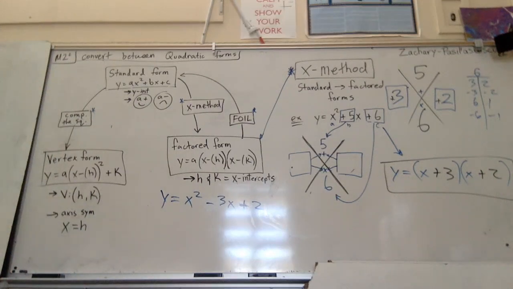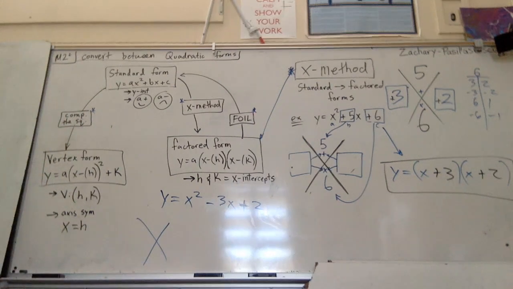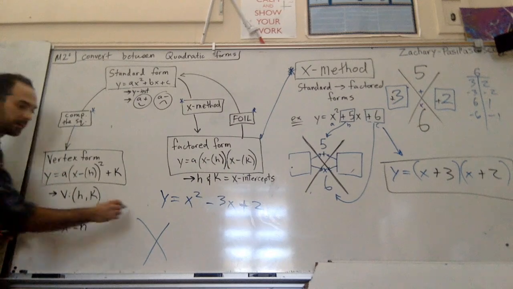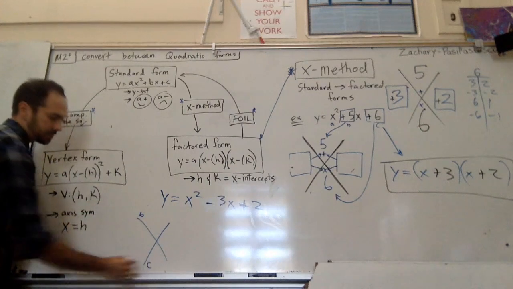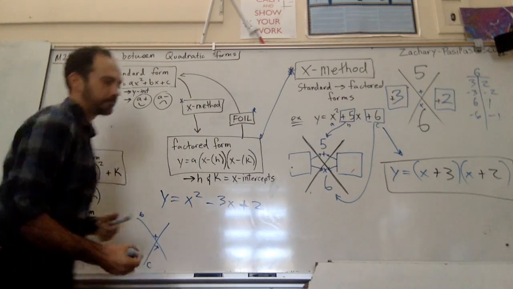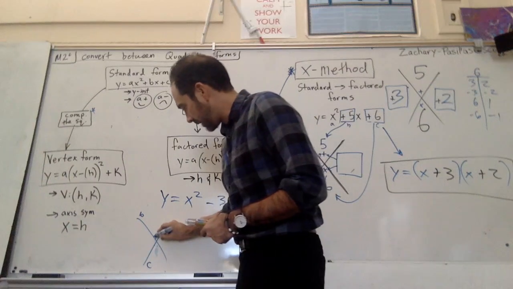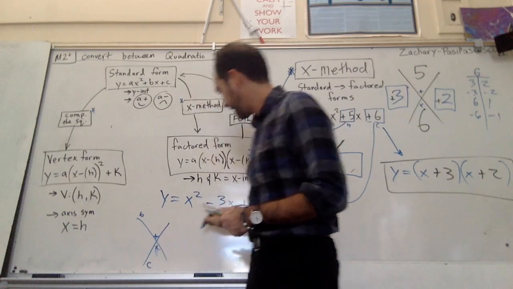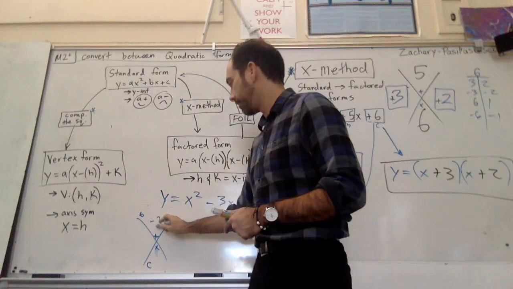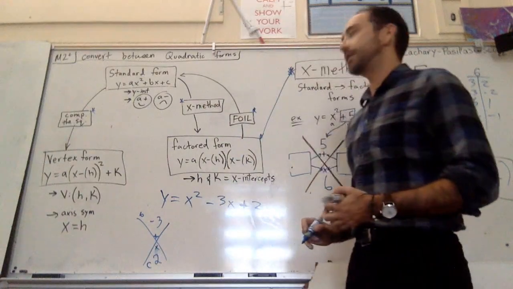Set up your box. Set up your x. What goes in the top? You might have to look. You might put up there B, C. They're going to add to give us the top, multiply to give us the bottom. So what goes on the top? Negative 3. What goes on the bottom? 2. Now, what values multiply to give us 2?